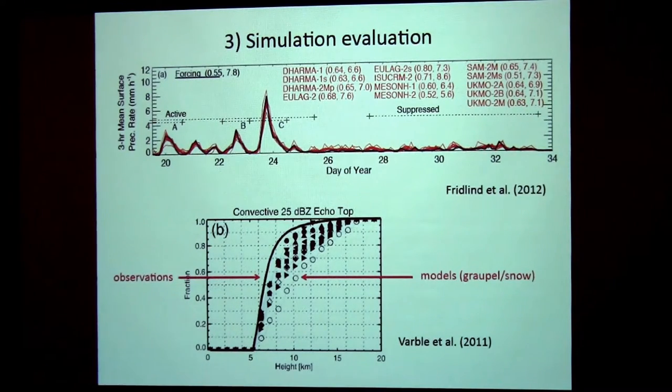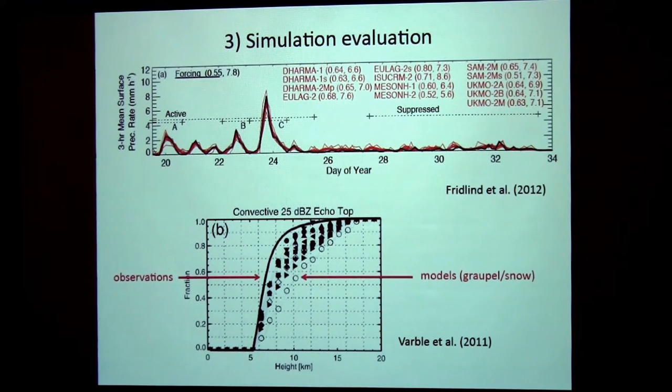Our approach in this model intercomparison, and in a related study by Adam Barbel working with Ed Zipser at the University of Utah, was not to compare the models to one another as much as to compare them all to the observations. And what we see when we do that is that all of the models have a bias in the convective 25 dBZ reflectivity echo top. They are essentially exhibiting too much reflectivity. Adam traced this in one-moment schemes to too much graupel or too large graupel, and in two-moment schemes to snow reflectivity. These are the observations with the line, and these are all of the models.